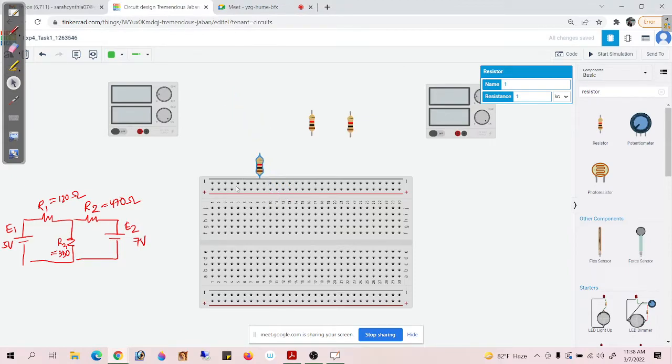Can anyone tell me how I place R1, R2, and R3? Let me first place R1 here in the circuit. Now, where do I place R2? Let us suppose this is R1 and the resistor that I have moved right now is R2. So where should I put it?